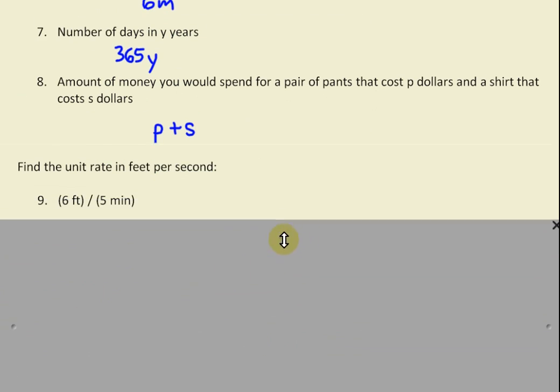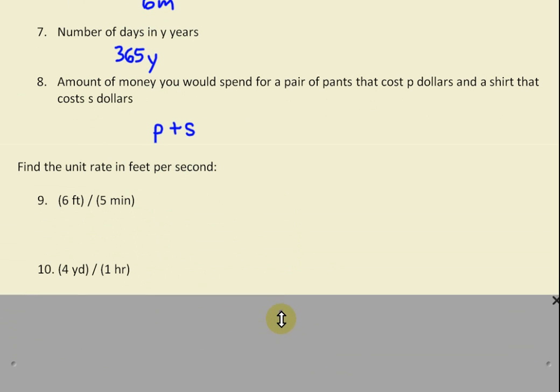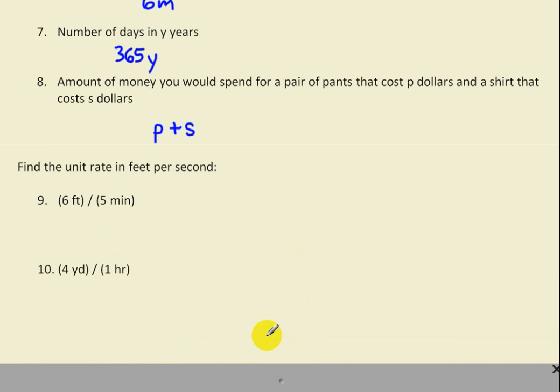And then find the unit rate in feet per second. So this is actually almost a little bit of a physics problem here. All we're doing really though is converting units. And so I'm going to set this up. I'm going to rewrite this as a fraction, 6 feet over 5 minutes. And I would really prefer to see fractions written this way rather than with the slash.